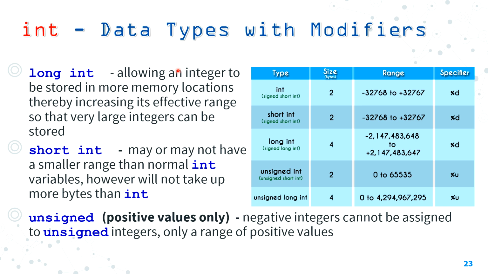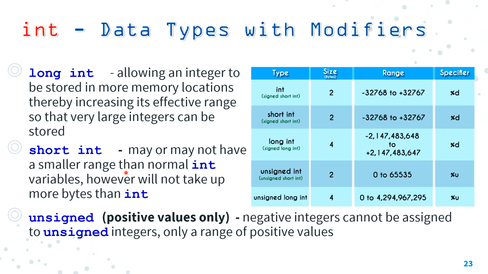Previously, we learned that integer is used to store whole numbers. Now let's look at how we can modify integers using integer modifiers to better suit different needs. First, we have long int. This modifier allows an integer to use more memory, which means it can store much larger values. We use long int when a normal int is not sufficient for very large numbers.